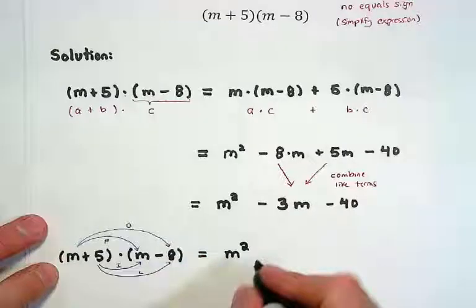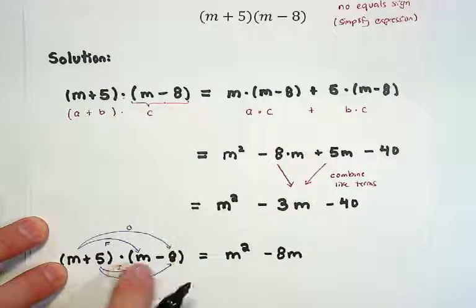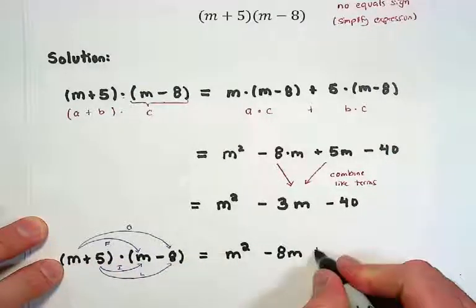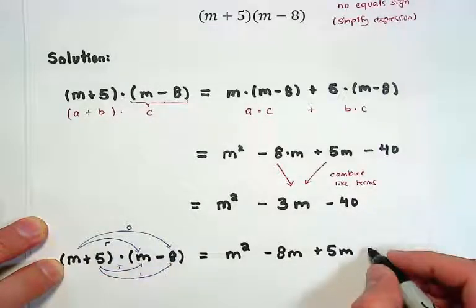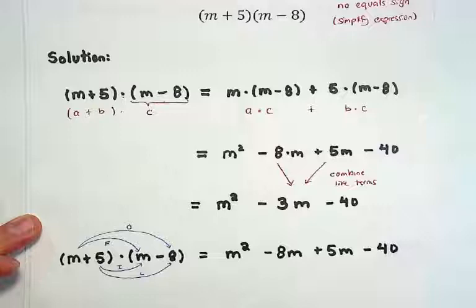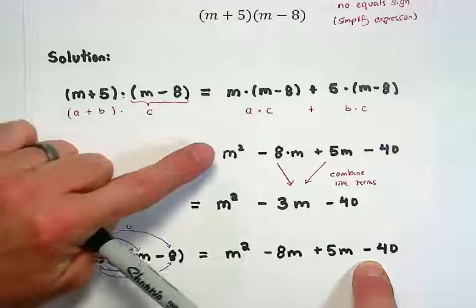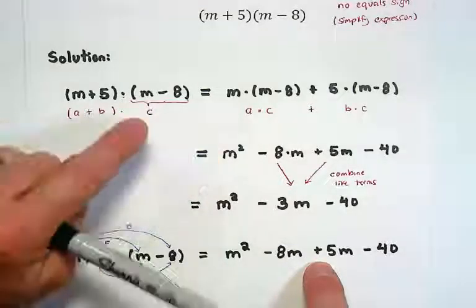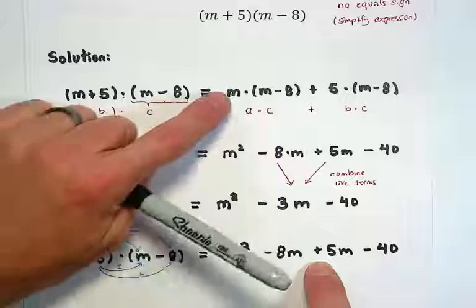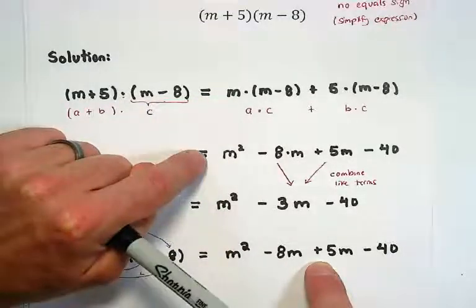They're on the outside of those. That would be a negative 8m. Inner, those two are the inner of that particular statement. This now becomes 5m. Now I do the last two terms, which is 5 times negative 8, which is negative 40. Recognize that this line right there is that line right here. In other words, FOIL allows us to skip the work of distributivity and jump right to that expression.